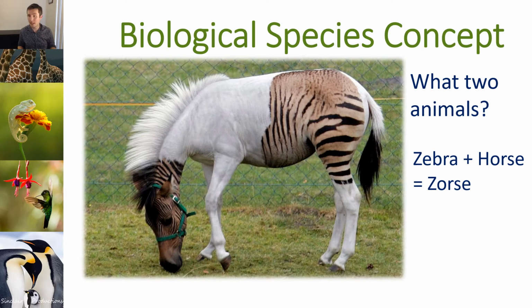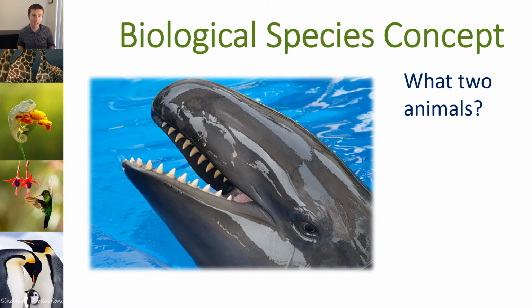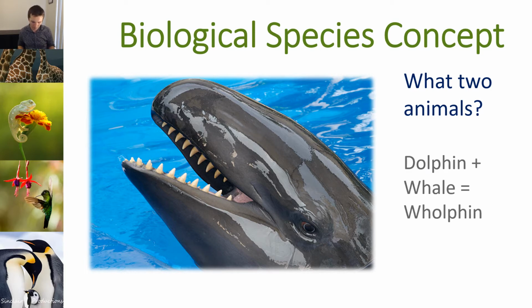You can have things like this, a zebra and a horse, so you've got a zorse. And this is one of the things people don't quite realize. In this case, it looks white there, but zebras are actually black with white stripes, just to clear that one up for many people. They are infertile. So that is an example of an interspecific hybrid, a horse and a zebra that produce infertile offspring. So which animals for this one? You probably guessed correctly. It's a dolphin and a whale, i.e. a wholphin. And the female wholphin is fertile, the male wholphin is infertile.